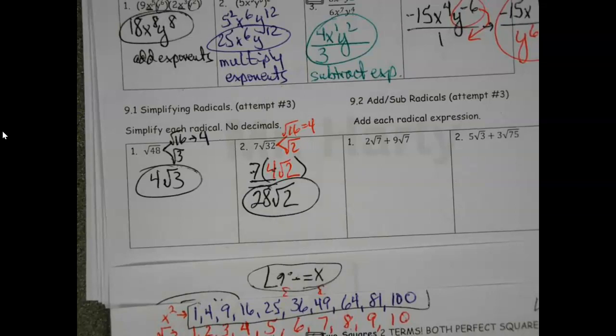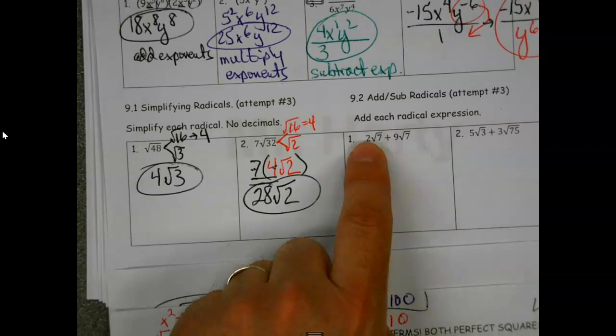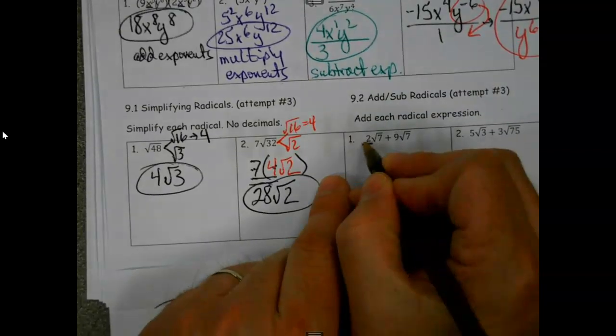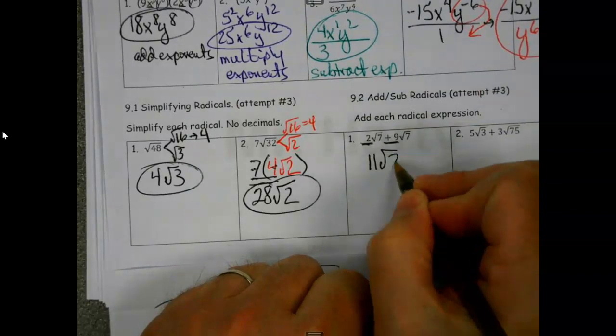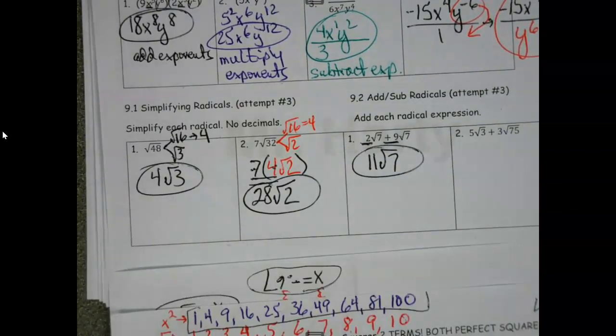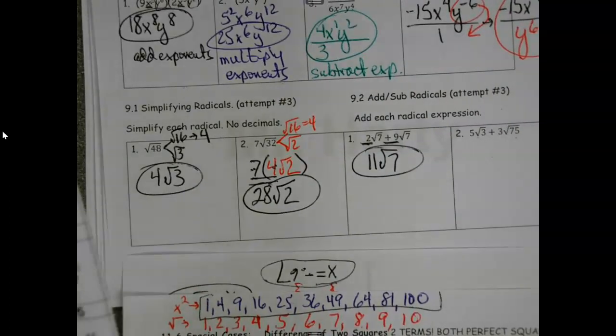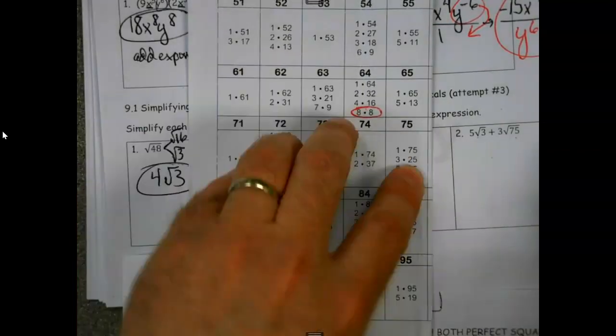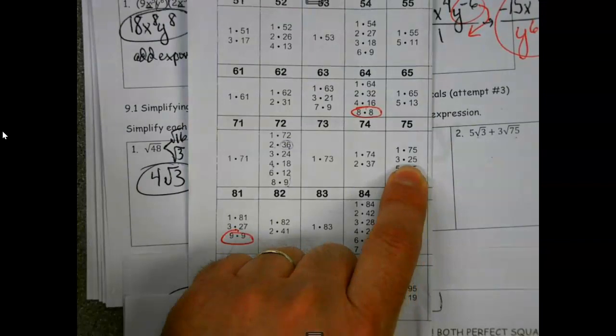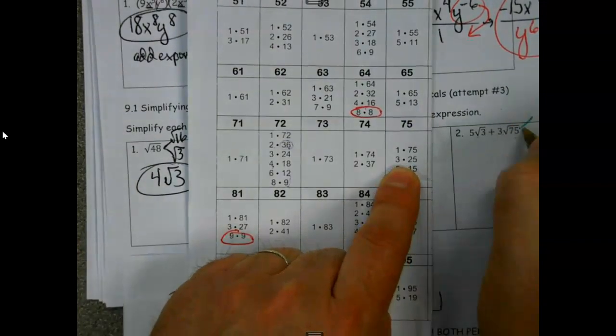So, yes, it is. The rest of these, if the radicals are the same, you're just adding or subtracting the numbers on the outside. 2 plus 9 is 11. And to finish up, oh dear, those are not the same yet. I go looking through my 75 and I notice, ooh, 25. Okay, 25 and 3.